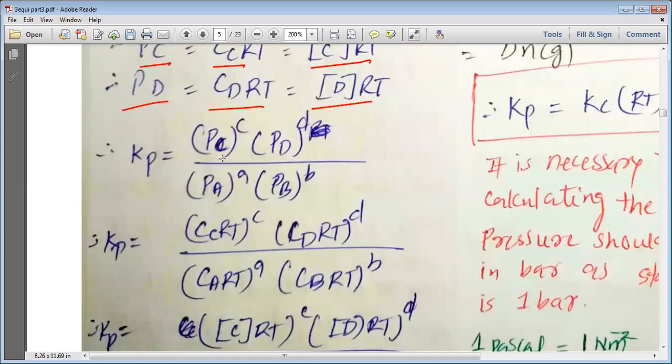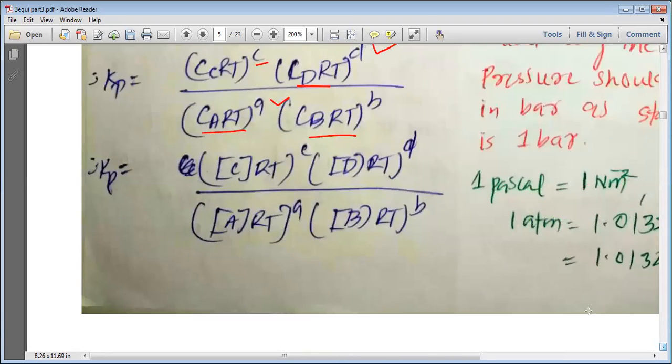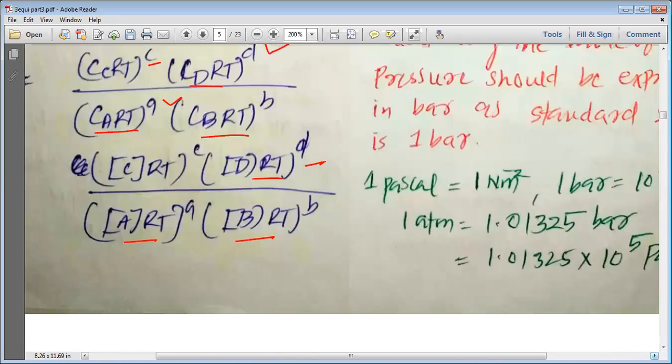But we know that Pc is equal to CCRT to the power c, because we have power c. In the same way, for Pd we can write CDRT to the power d, for Pa we can write CART to the power a, and for Pb we can write CBRT to the power b. And therefore your Kp is equal to concentration of C times RT to the power c, concentration of D times RT to the power d, divided by concentration of A times RT to the power a, and concentration of B times RT to the power b. This is what we can easily understand, my dear students.